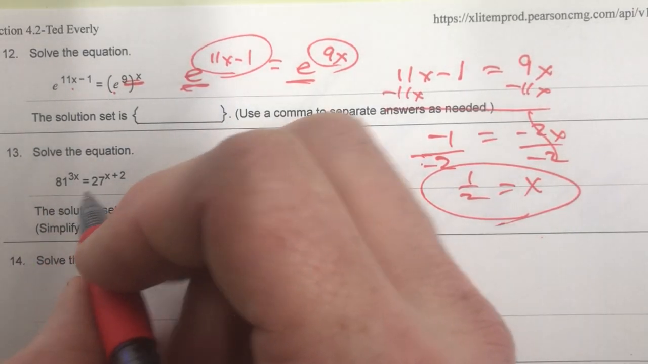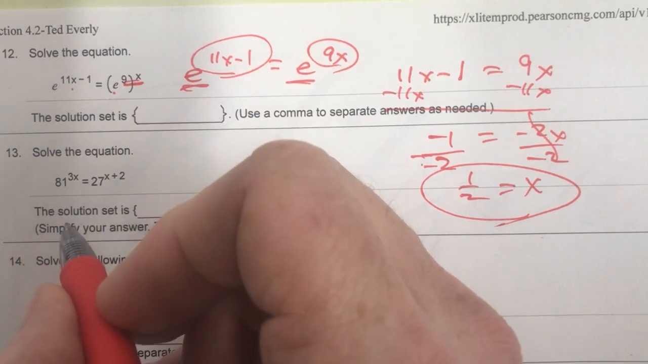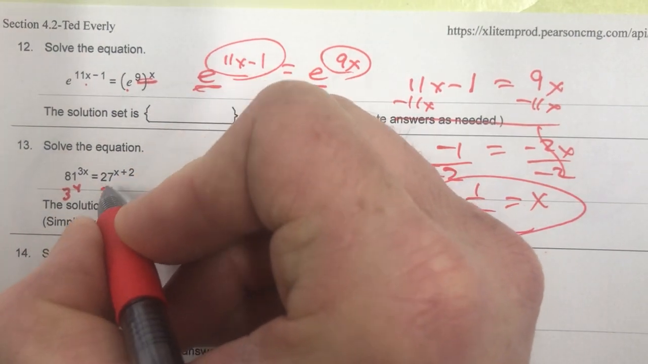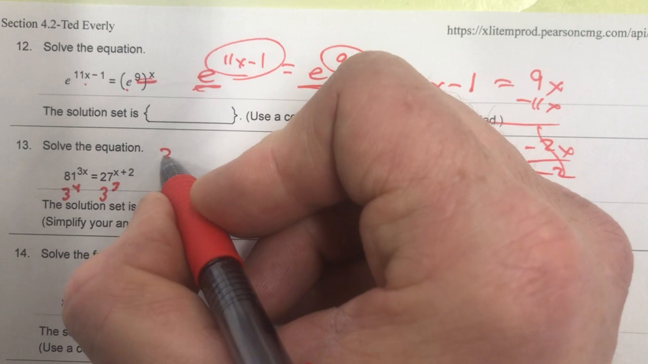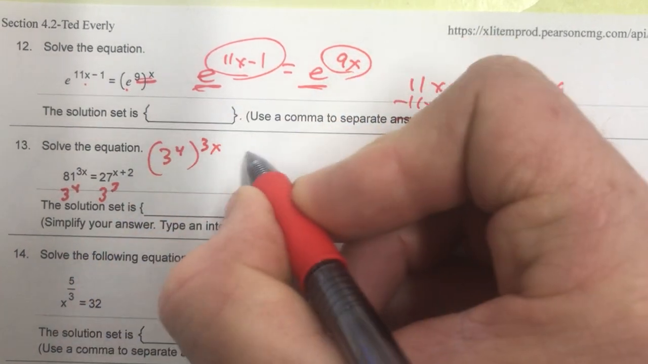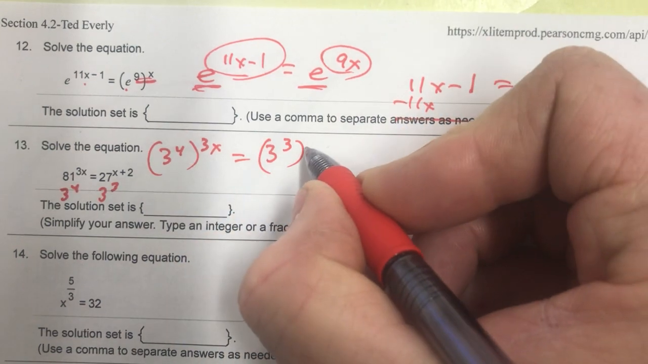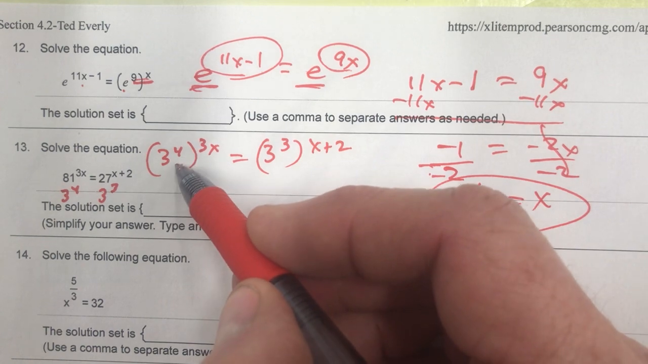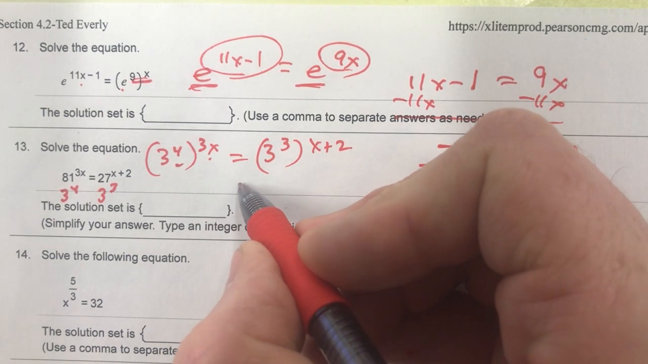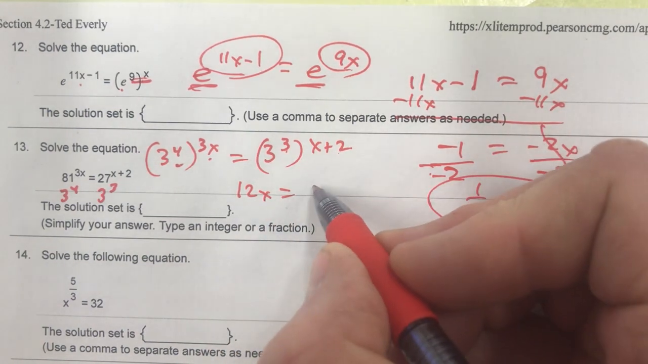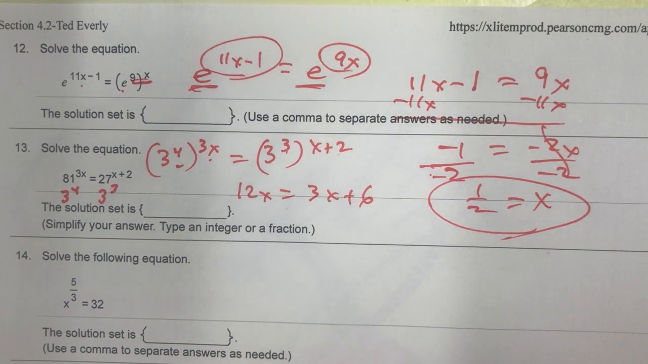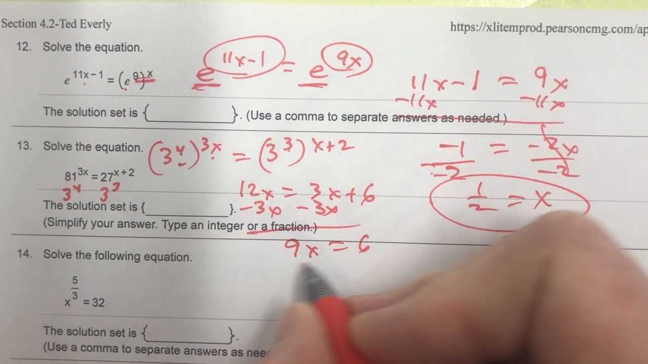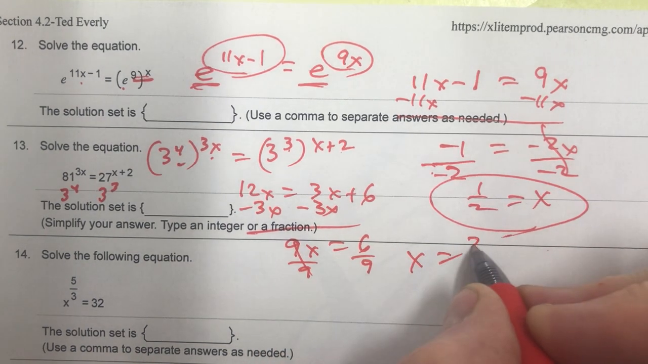This one here, what we've got to do is get our bases the same. I think what I've got here, 81 is 3 to the 4th power, 27 is 3 to the 3rd power. So what I have here then is 3 to the 4th power to the 3x power equals 3 to the 3rd power to the x plus 2 power. Now 4 times 3x will be 12x, and then 3 times this will be 3x plus 6. And then I'm just going to solve this equation right here. If I subtract 3x, I get 9x equals 6, and then divide by 9. That's 2/3.